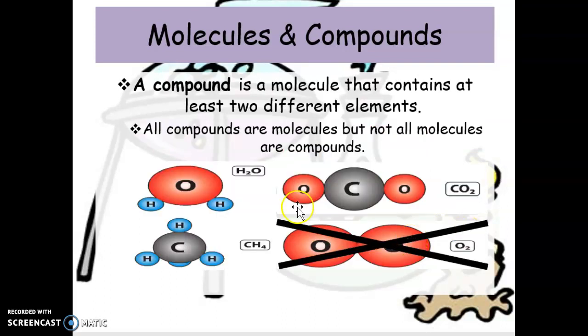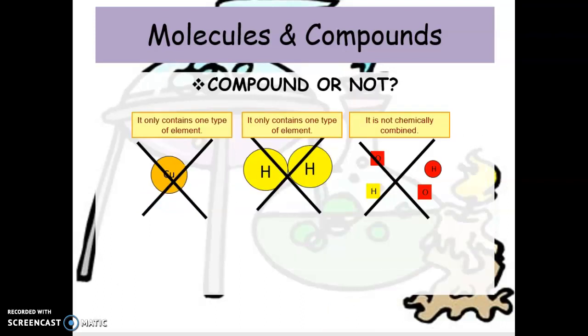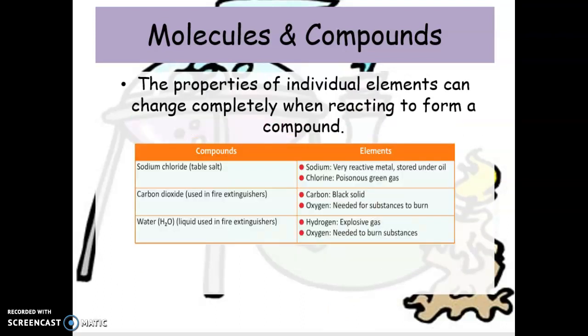Okay, so to look at the examples here, again, you have water, you have hydrogen and oxygen attached together, so you have 2 different elements, therefore it's classified as a compound. Same with carbon and oxygen, same with CH4, which is methane, you have a carbon and a hydrogen. But if you look at O2, you only have oxygen atoms attached, so therefore it's a molecule, but it's not a compound. Okay. So hopefully that's clear for everyone from there.